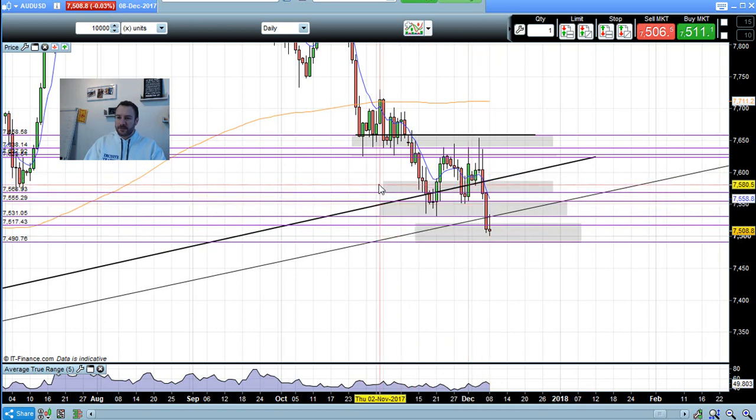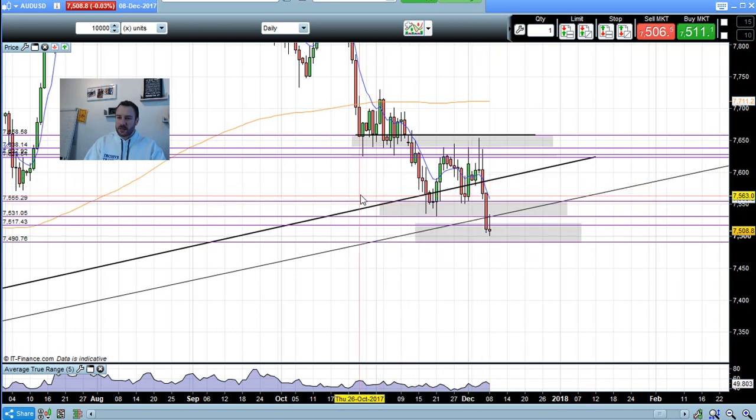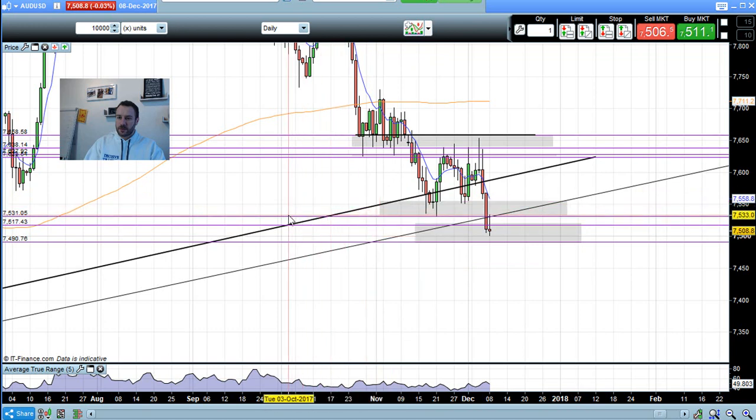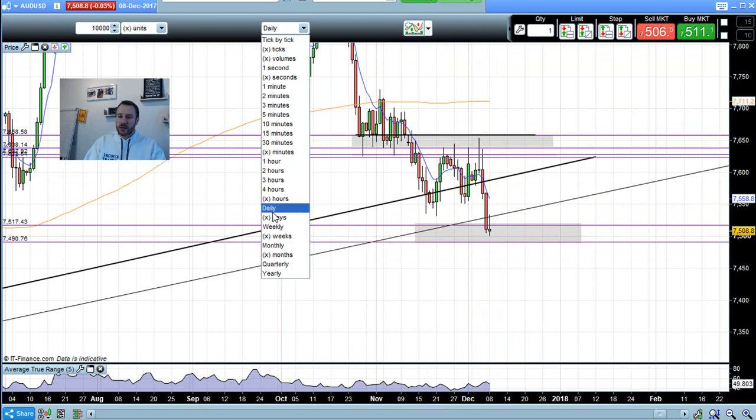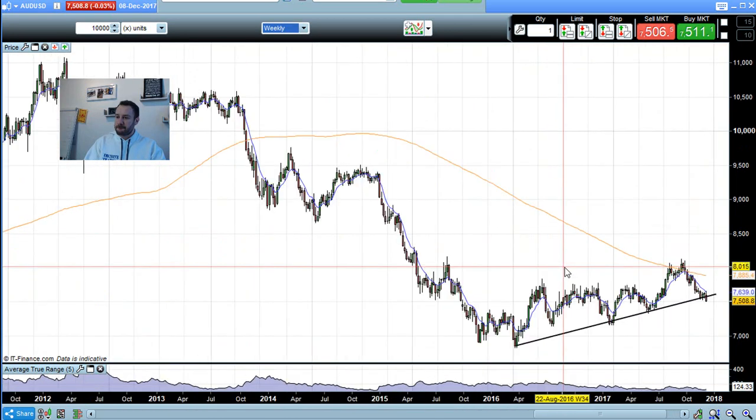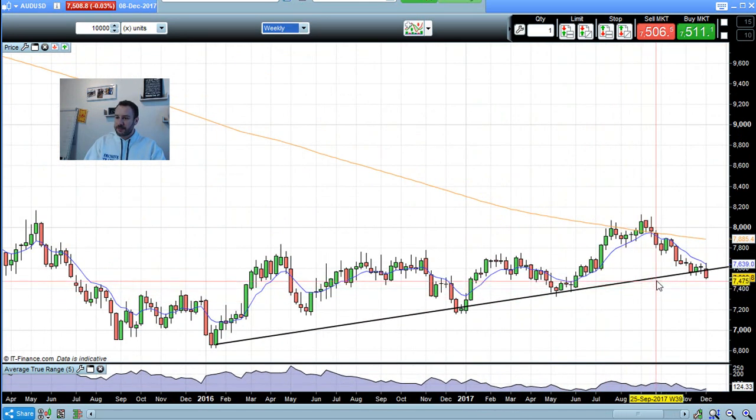Let's get rid of this. 1, 2, and 3. So we have key levels of structure up here also for potential bearish continuation. Right where we are sitting now, it is that last level of key support. Let's quickly go into the weekly time frame. So where we're sitting at 7500 roughly, last level of key support.